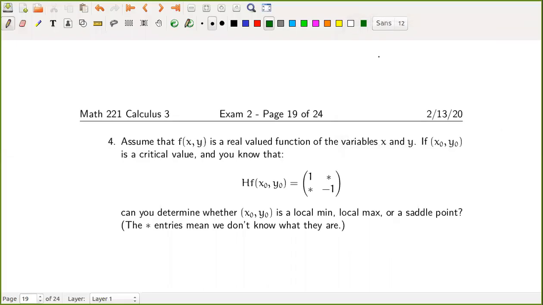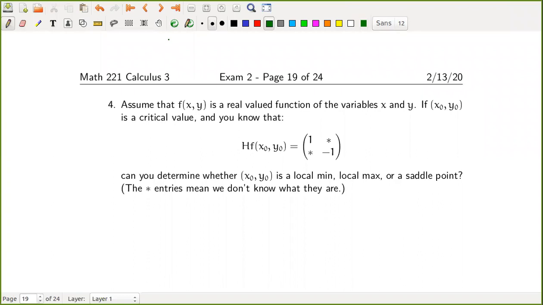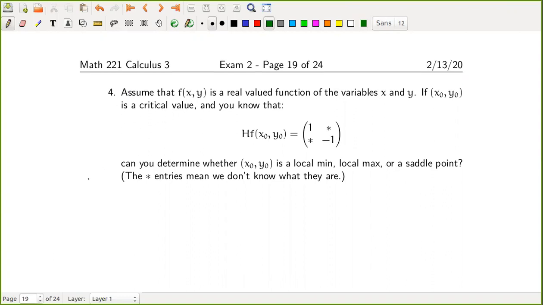Okay, and I'm going to try to get through the last few questions in just one video. Assume that f(x,y) is a real valued function of the variables x and y. If (x0, y0) is a critical value, and we have some knowledge about the Hessian, can we determine whether or not (x0, y0) is a local min, local max, or saddle point? The star entries for this question and the following just mean we don't know what they are.